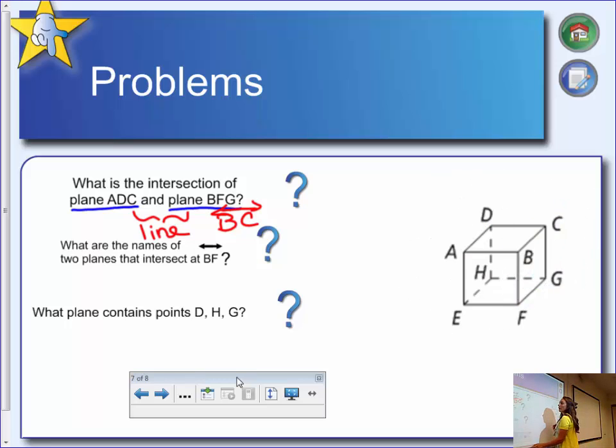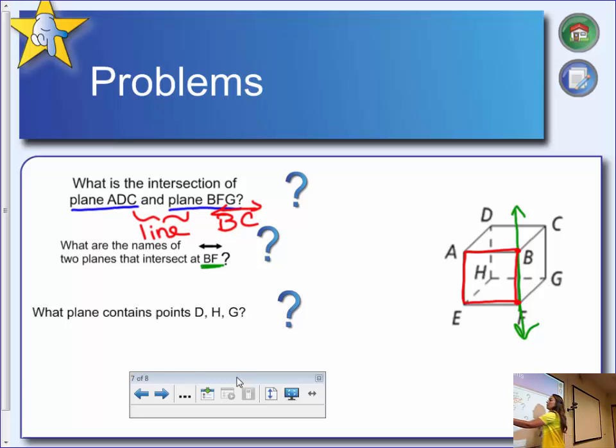All right, what are the names of two planes that intersect at BF? So we're gonna practice naming the planes. Well, let me highlight the line BF first, okay? So we're gonna look right now at the two planes that are gonna meet at this line. They both have to contain B and F because that's on the line. Here's the first plane that I'm gonna highlight.